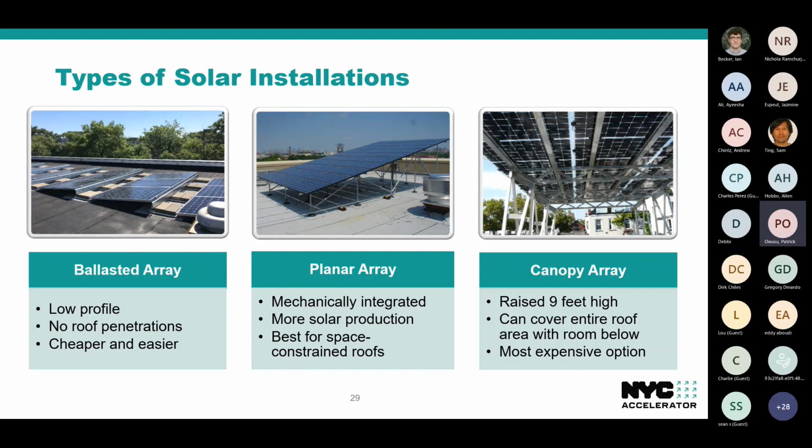Another important part of canopy arrays is that it allows tenant access and also keeps the roof space open for things like a roof deck or just having people on the rooftop in general. Since it's raised to 9 feet in the air, people can walk underneath them freely and you get to maintain that roof access. With all these benefits, there's also the point to keep in mind that it is the most expensive option, but with all the benefits that you get to maintain from a canopy array, it may be worth that extra cost.